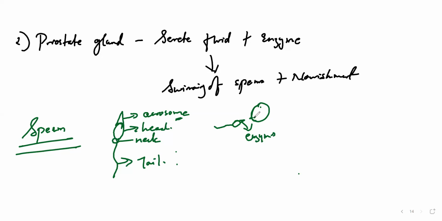So basically the tail is for the purpose of movement, or swimming purpose also you can say. The acrosome is to disintegrate the wall of the egg. Then you have the head and the neck, which has what? The energy storing purpose, and the nucleus. So mitochondria plus the nucleus it will be having. Okay, so this is the overall structure of the sperm.